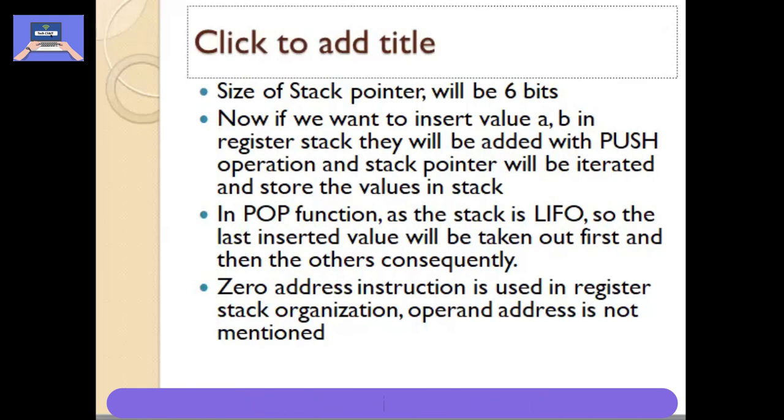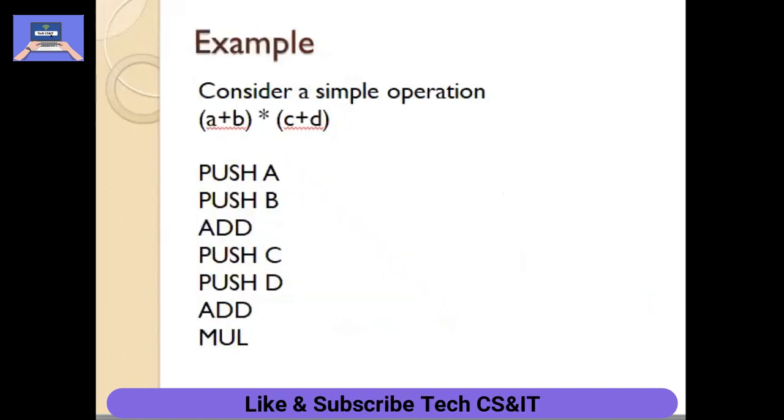Zero address instruction is used in register stack. The operand address is not mentioned. Zero address instructions mean that if we have an instruction, the starting address would be what? If we have from 0 to 63, the starting address, where the stack pointer will point, would be the 0 address.